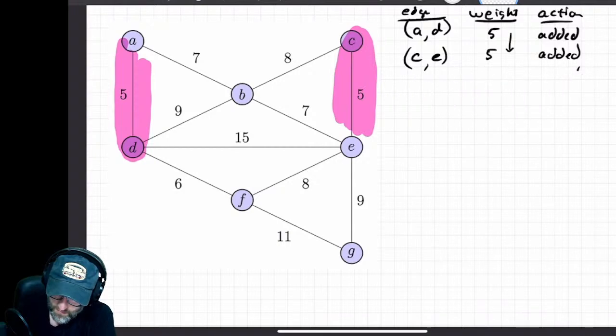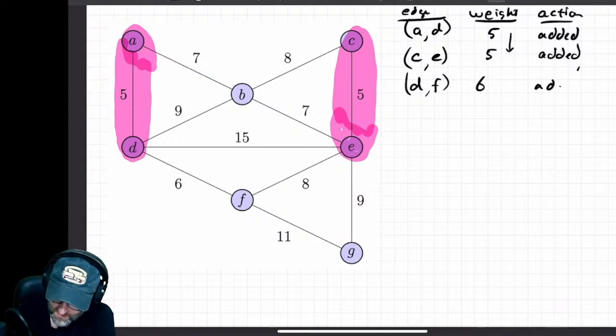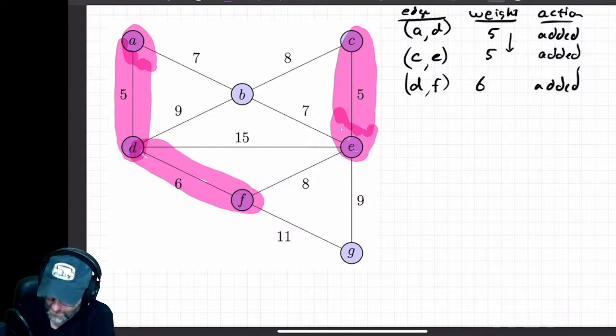Undo. There we go. Because I missed another one of weight 6 over here. There we go. So I've backtracked there. Not purposely. It's not part of the algorithm. But D and F have a weight of 6, which would have been considered first. And so I ended up adding them. There we go. Now, let's reconsider.